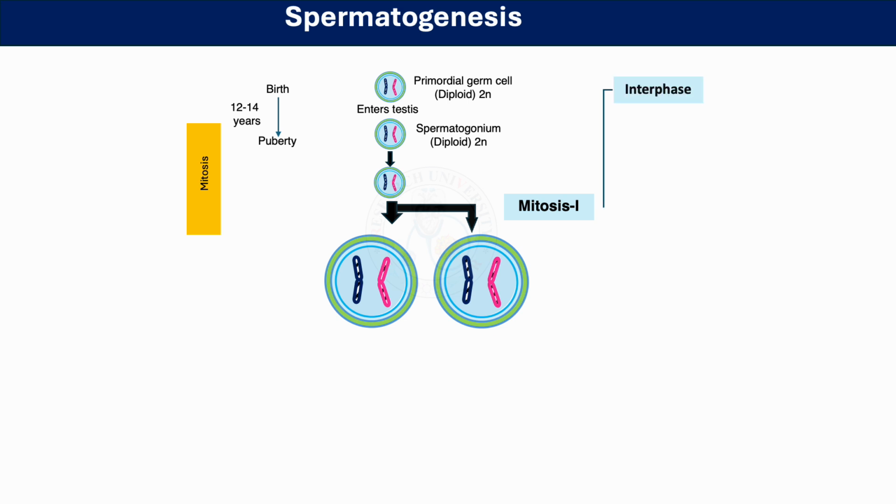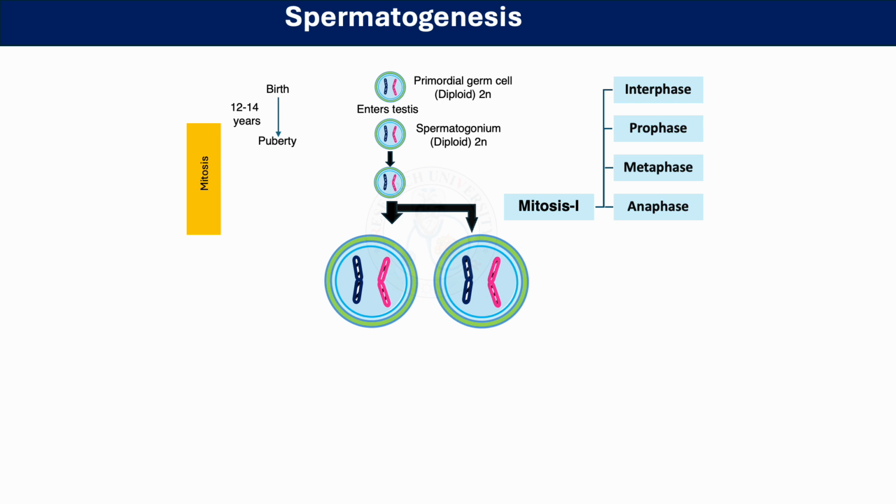First one is interphase. During this phase, cells grow and DNA replication takes place. Second one is prophase. During prophase, chromatin condenses into chromosomes and the nuclear envelope breaks down. Third one is metaphase. During this phase, chromosomes align at the metaphase plate. Fourth phase is anaphase. During this phase, sister chromatids are separated and move to opposite poles.